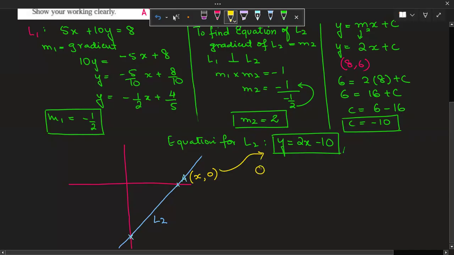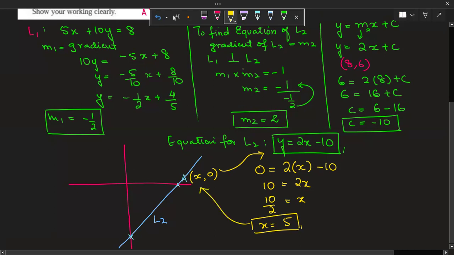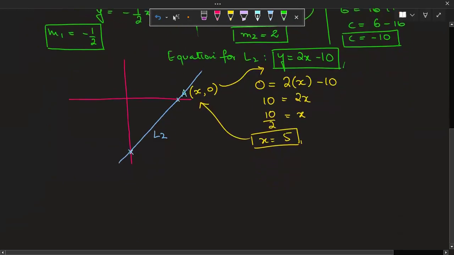So we'll be getting 0 equals to 2 times x minus 10. So we can move minus 10 to the other side. So 10 by 2, and then I will get positive 5, right? So here I got this number, right?